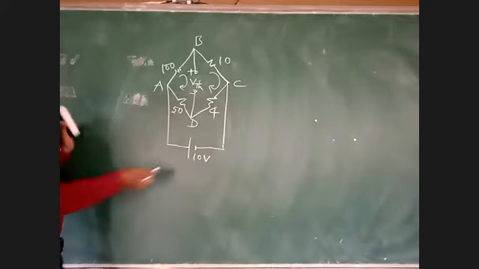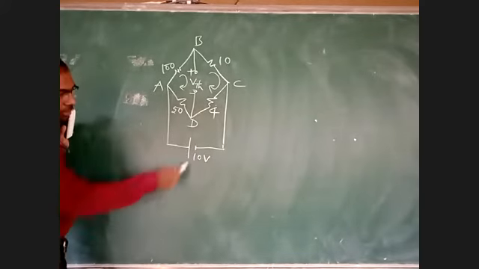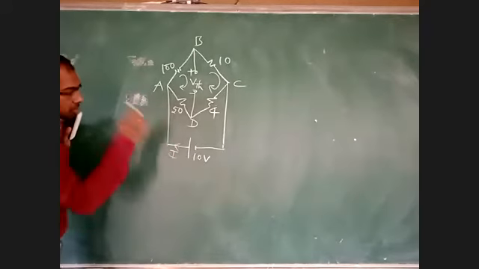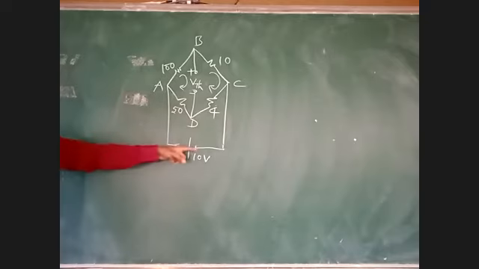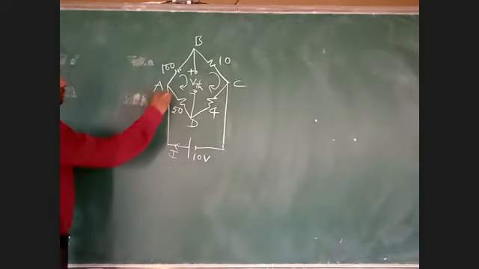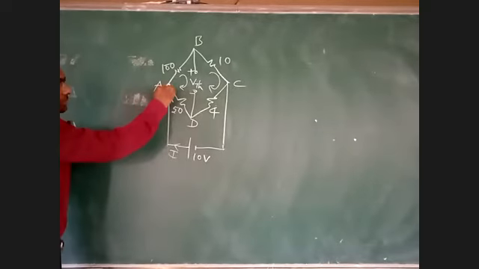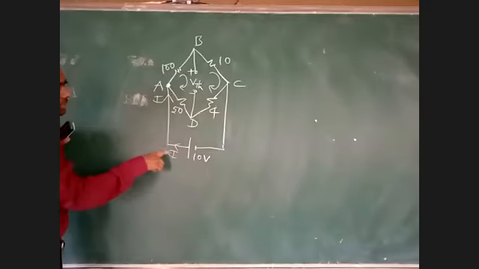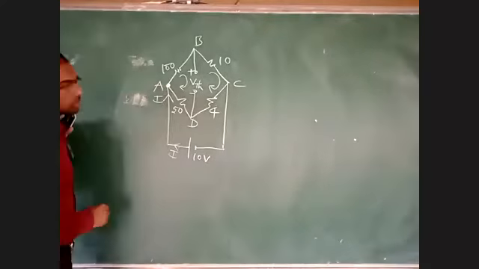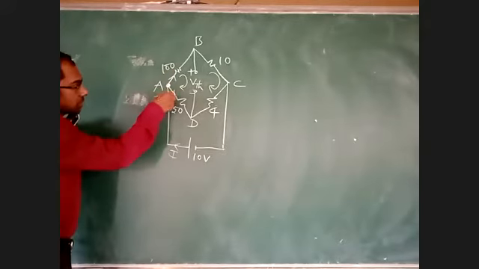Here, this is the battery of 10 volts. From negative to positive, current will flow. This battery is delivering the total current I, and this current is coming here. Listen carefully. This current is coming at this node point, and it will divide in this branch and in this branch.